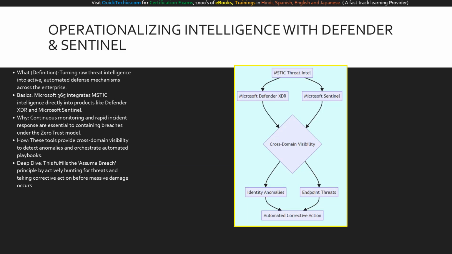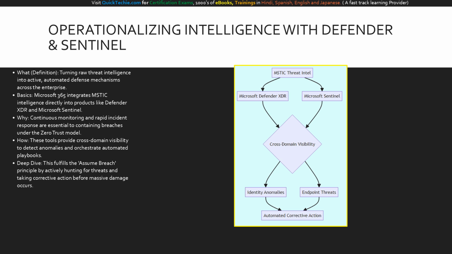Threat intelligence is only valuable if it is operationalized. Zero Trust isn't just about preventing unauthorized access, it's about detecting and responding to threats in real time. Continuous monitoring and rapid incident response are absolutely essential. Microsoft 365 achieves this by natively integrating MSDC's intelligence directly into a suite of active security tools, including Microsoft Defender for Endpoint, Microsoft Sentinel, and Defender for Identity.